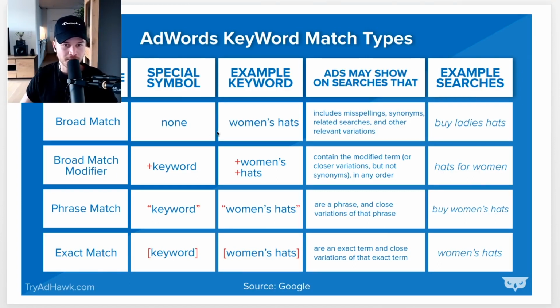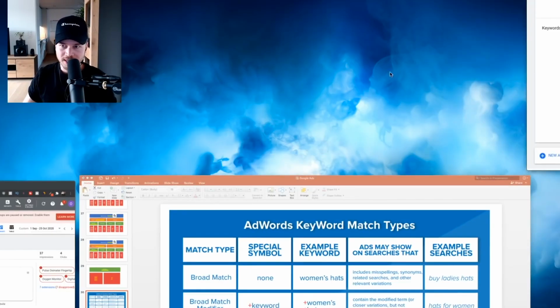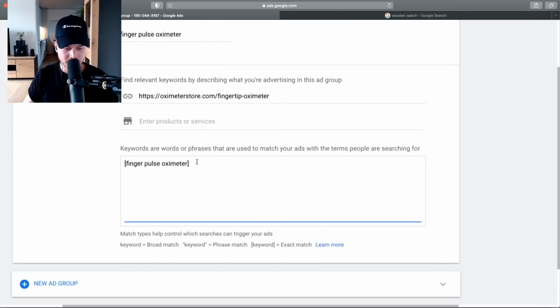And then we have a broad match, where Google also includes misspellings, synonyms, related searches, and other relevant variations. So we get a lot more traffic, but maybe not the traffic you want. So I recommend to only use these three in the beginning: the modified broad match, the phrase match, and the exact match. So that's what we're going to do. We're going to use the exact match right here. Then we're going to use the phrase match, finger pulse oximeter, and we're also going to use the modified broad match, finger pulse oximeter.